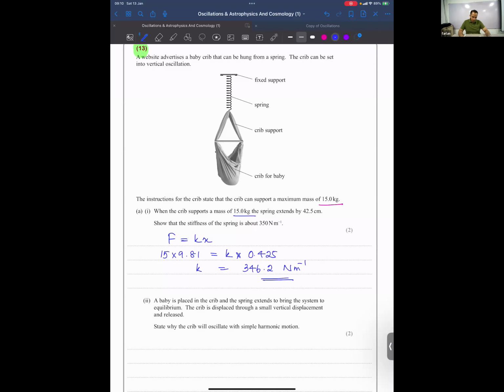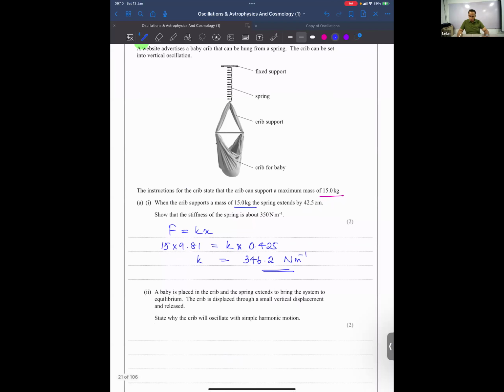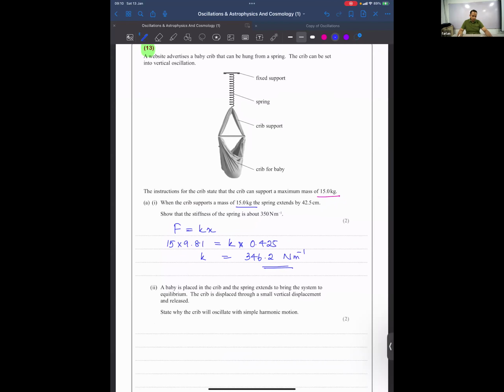A baby is placed in the crib, and the spring extends to bring the system to equilibrium. The crib is displaced through a small vertical displacement and released. State why the crib will oscillate with simple harmonic motion. 2 marker. So why will it move in simple harmonic motion? You have to mention its acceleration will be directly proportional to the displacement, and acceleration and displacement will be in opposite directions. So it will be in simple harmonic motion.